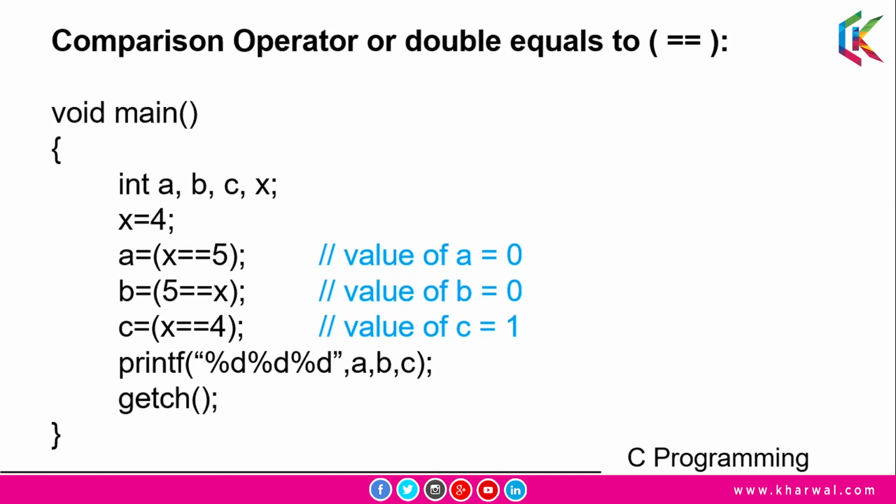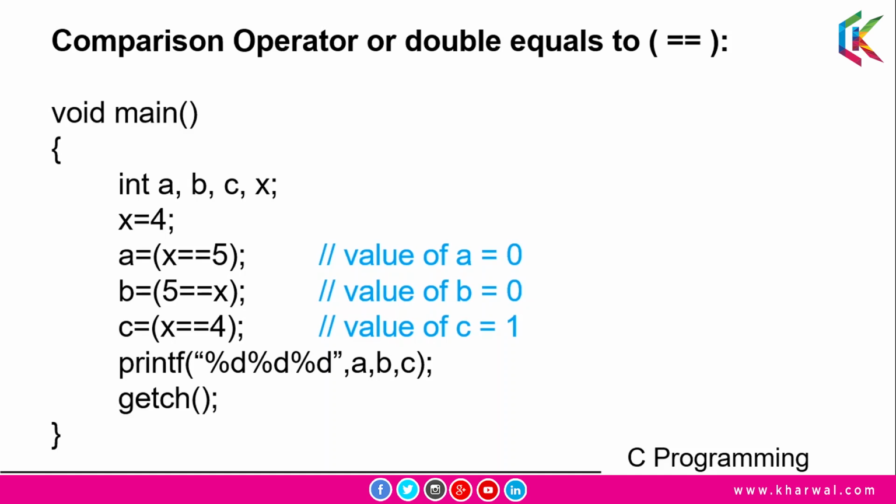Guys, we can also use variables in these expressions. That's why we have declared another variable x and we have initialized x with 4. So in the first expression x equals 5, and this expression will be false because 4 is not equal to 5, so the value of a will be 0. And in the next expression 5 equals x, so this expression will also be false, so the value of b will be 0. And in the last expression x equals 4, and as we know the value of x is 4, so this expression will be true and it will return 1, so the value of c will be 1.